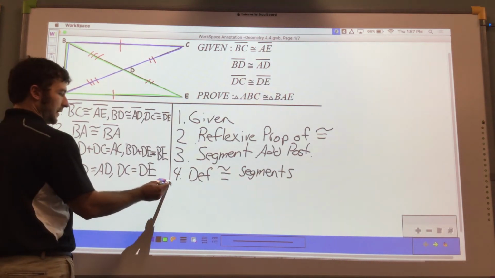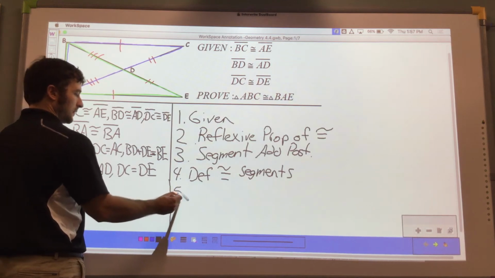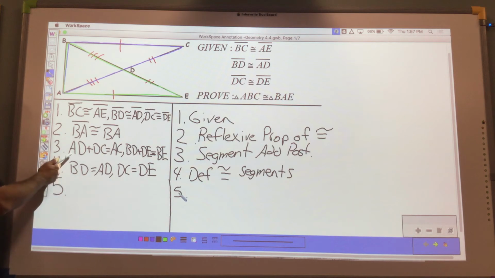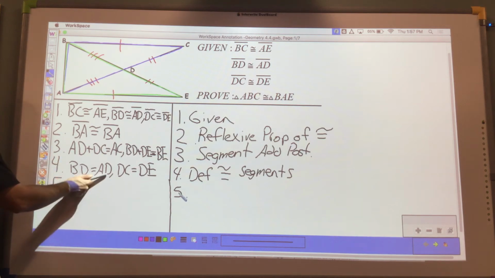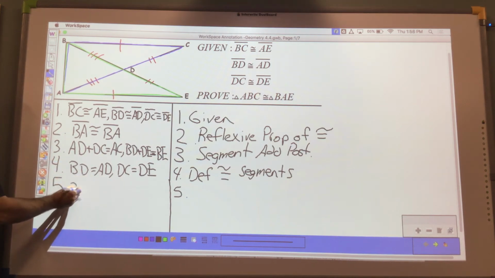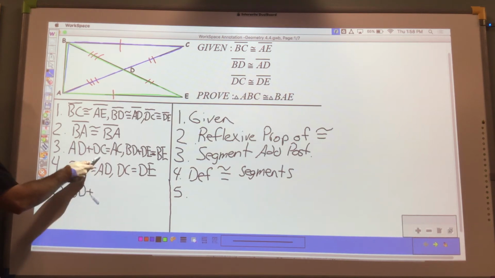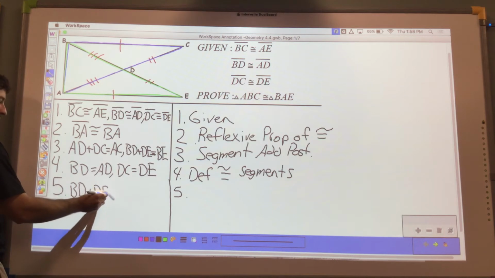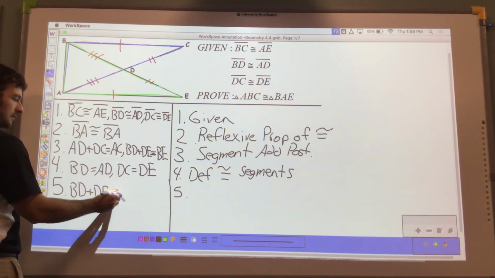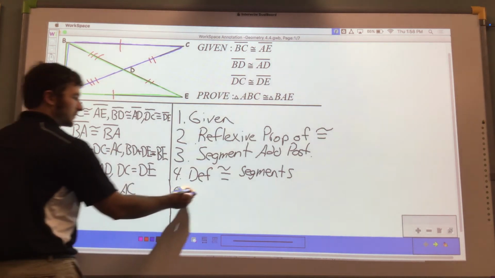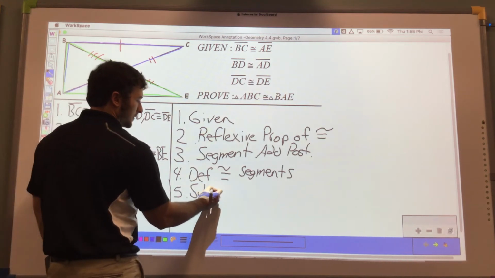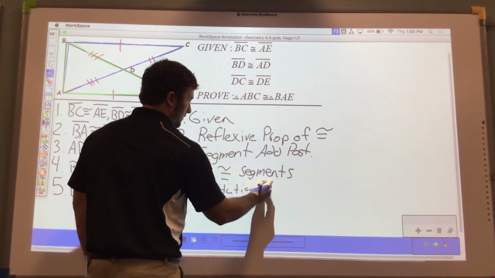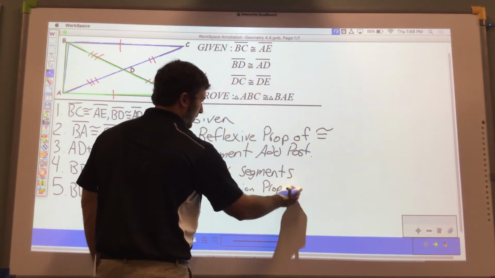So then step 5, we can start our substitution. Let's do this one. So we can replace AD with BD. So BD plus DC can get replaced with DE. So that can equal AC. We substitute it, so substitution property of equality.